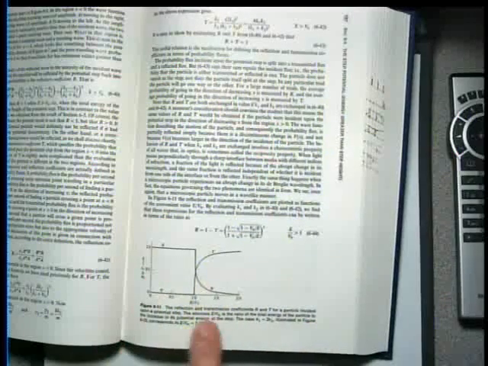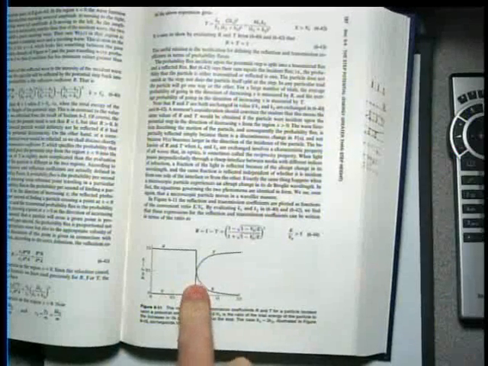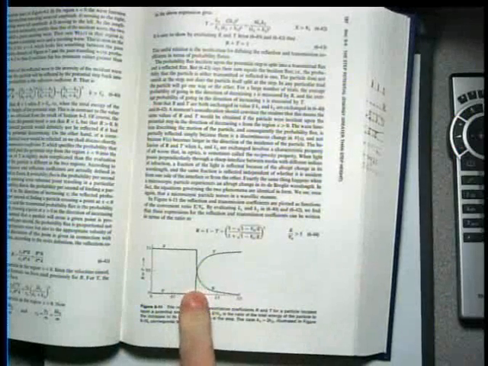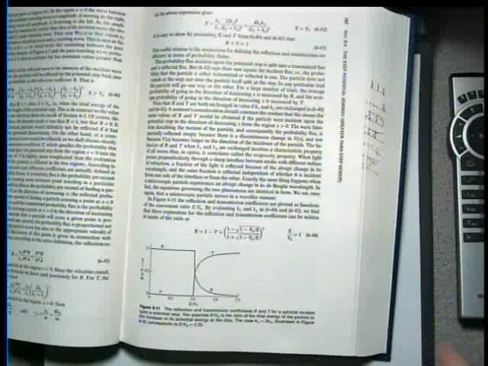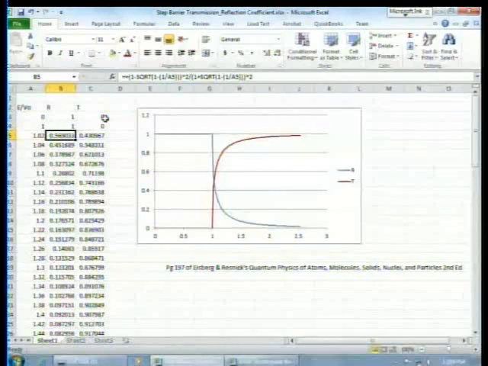So what I've done is I've actually built you a spreadsheet of this. You can play around inside with the height of the barrier and so forth and see what it does. So one of the things I sent you is this spreadsheet.